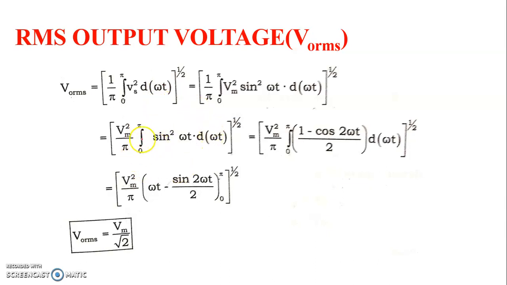So we substitute another formula, that is the trigonometric formula (1 minus cos 2ωt) by 2 into d(ωt). After integrating this, we get ωt minus sin 2ωt by 2 over the 0 to π period. After applying the upper limit and lower limit, we get the RMS output voltage, that is equal to Vm by root 2.